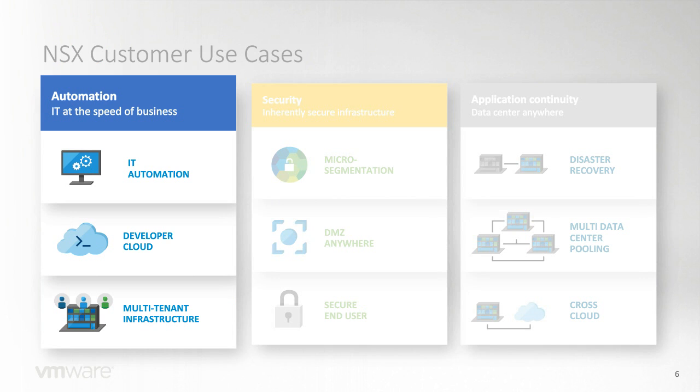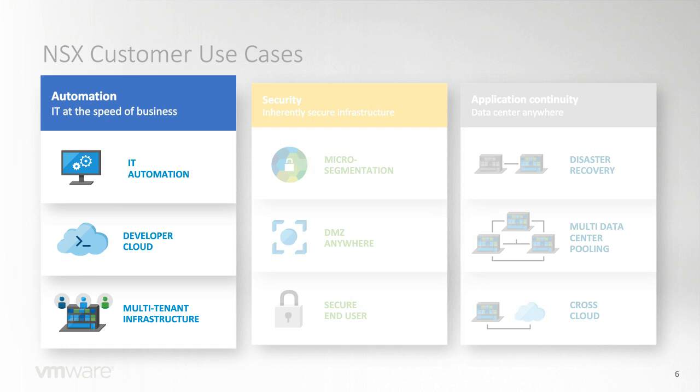So the NSX decks have this 3x3 matrix of different NSX use cases. Microsegmentation in the top middle there has risen to prominence in many ways, just because it became the sort of killer app for NSX. But we're also seeing a lot of sales for disaster recovery and multi-data center and cross-cloud stuff over on the right there. But the key one for this use case with Infoblox is automation.